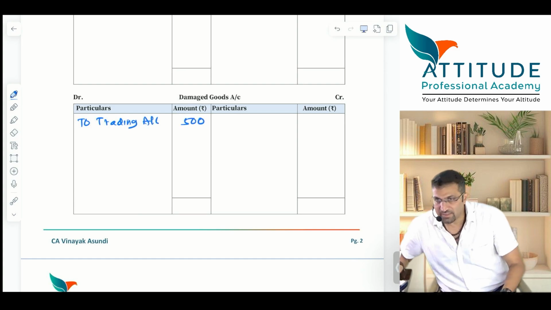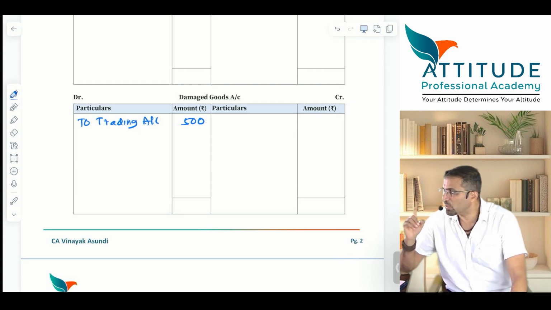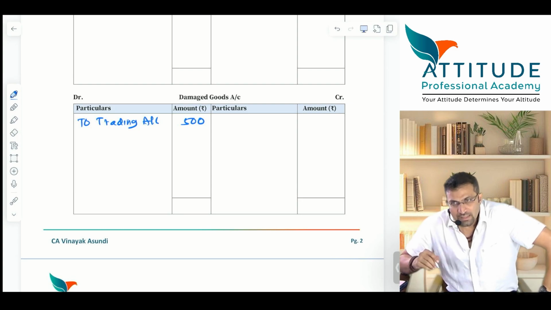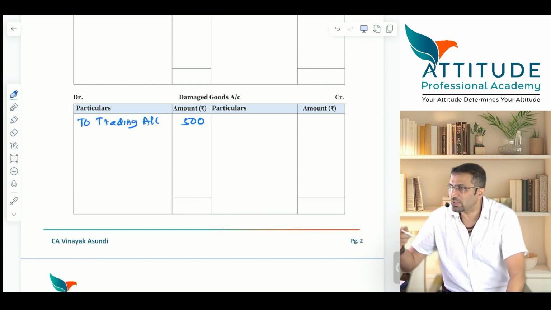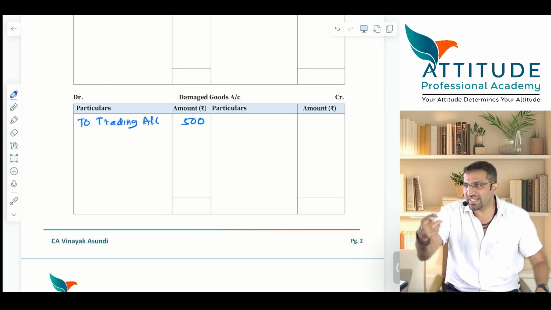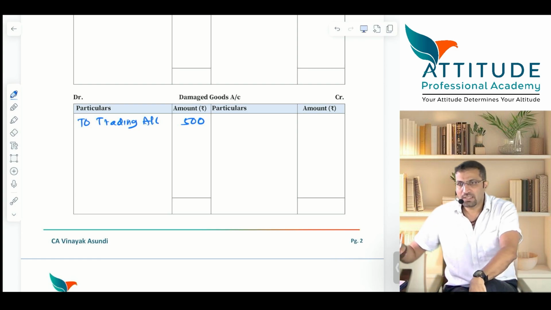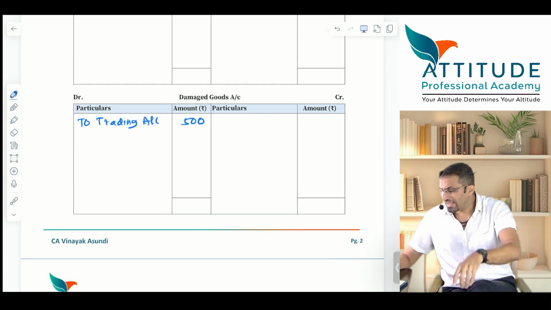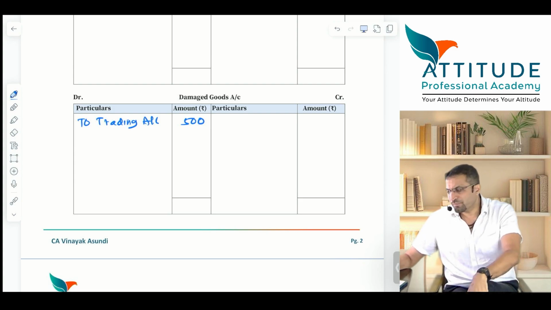How much? 500. Now guys, this is a very, very important sum. Have a look at the way I'm solving it. Is that clear? It will take some time here. I will ask you a few questions later on, because this sum can be solved in a different way also. I'm solving it the way you are saying now. So one entry I have posted in the trading account as well as damaged goods. Is that clear?